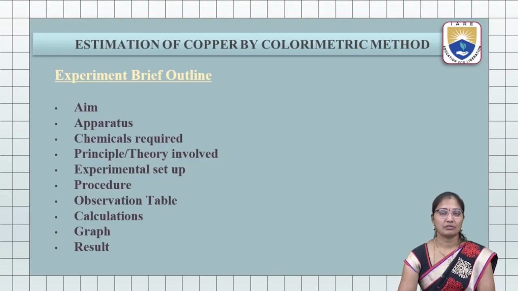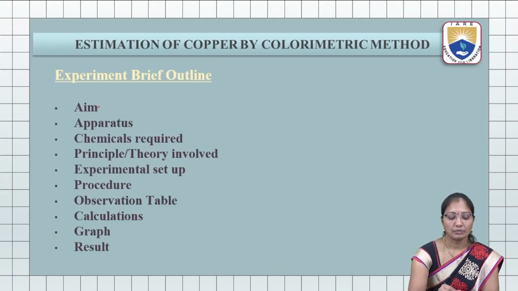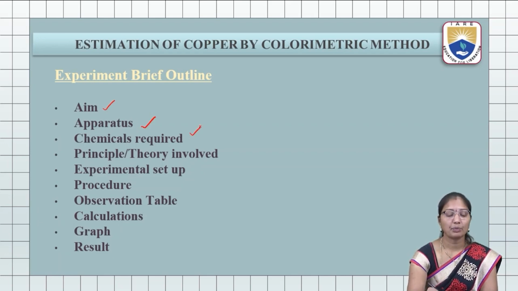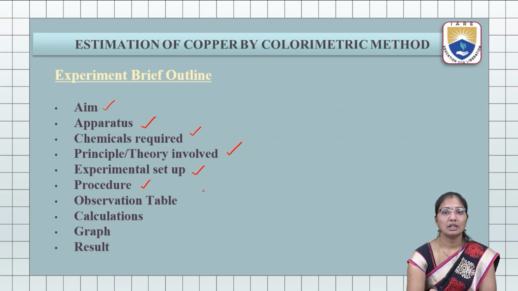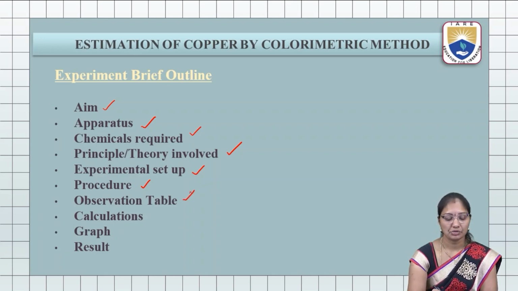So, the brief outline of this experiment is: the aim, the apparatus which we are using, the chemicals required to do the experiment, the principle or theory involved in the estimation of copper concentration, and the experimental setup or the instrument which we are using. And what procedure we are following for this experiment, the observation tables or readings from the instrument, the calculation part and the graph, followed by the result.